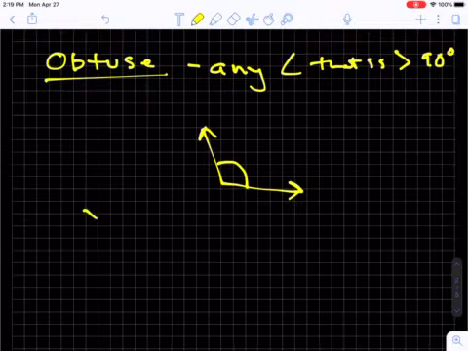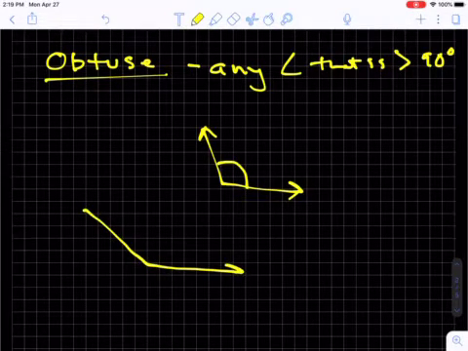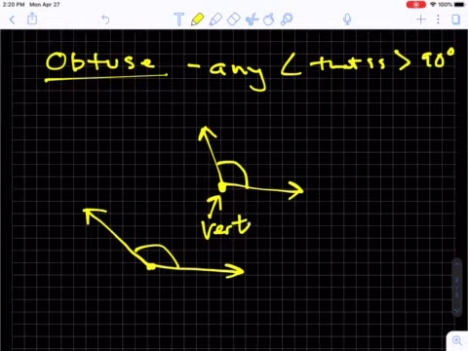Another obtuse angle would be something that's almost a straight line, but not quite. Okay, this would be my vertex where my rays meet. And some other terminology here for you: that point is a vertex. I'll save that for another video, where we'll talk about how angles are labeled. A lot of times they'll give it a letter or a number or something like that. So these are our obtuse angles.